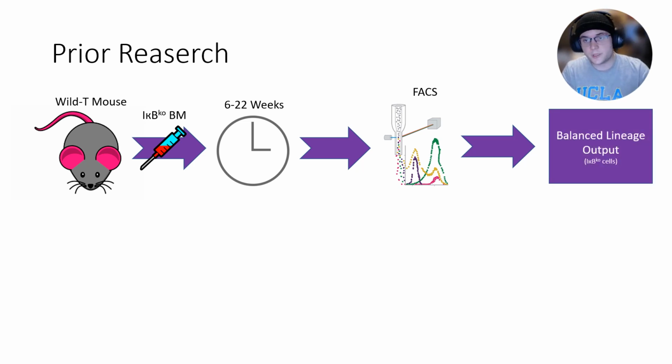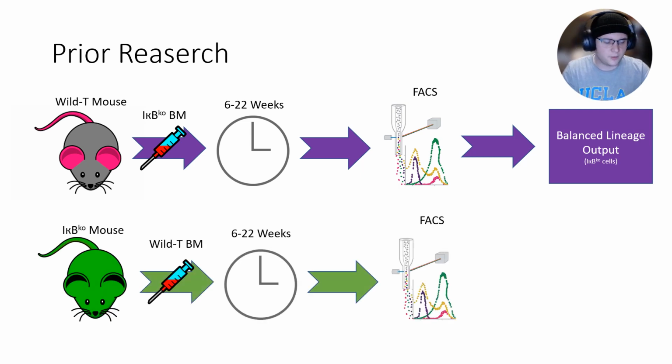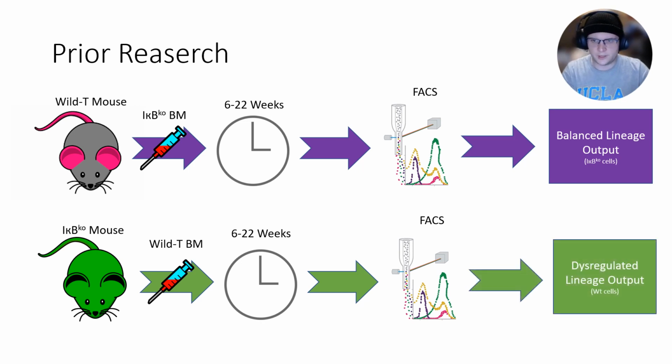This is very interesting because this is the dysregulated NF-kappa B overexpressing myeloid biased bone marrow. How is it expressing a balanced lineage output? So we did the experiment again with an I-kappa B knockout mouse this time, transplanting wild-type bone marrow. Again, waiting for some time, we were able to FACS the cells and find that these wild-type genetically healthy cells would have dysregulated lineage output.